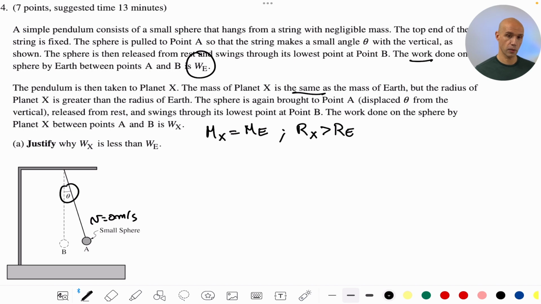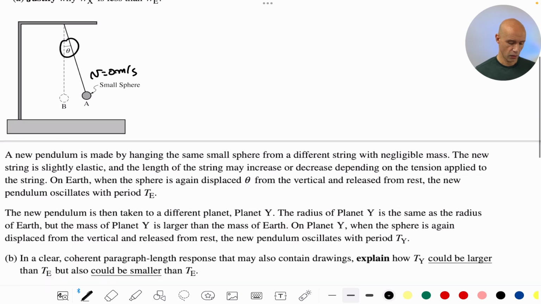The work is going to be the change of basically gravitational potential energy, and that's basically the work, because it's converted into kinetic energy. So the work here is mgh. So you just need to compute mgh in both planets. h is the same, m, the little mass of the sphere, is the same, so g. You have to derive how much is g. What about the next question?